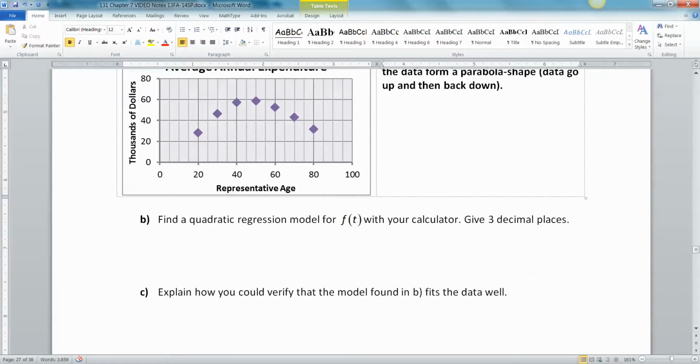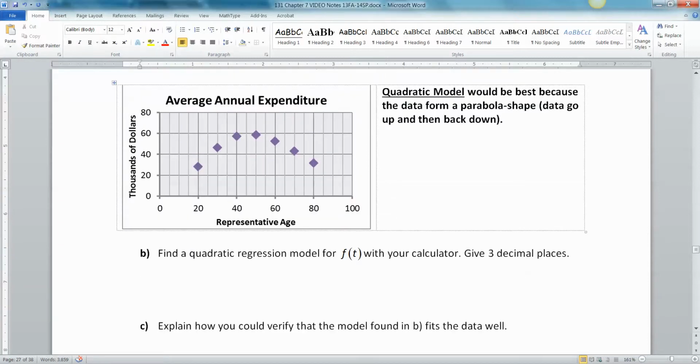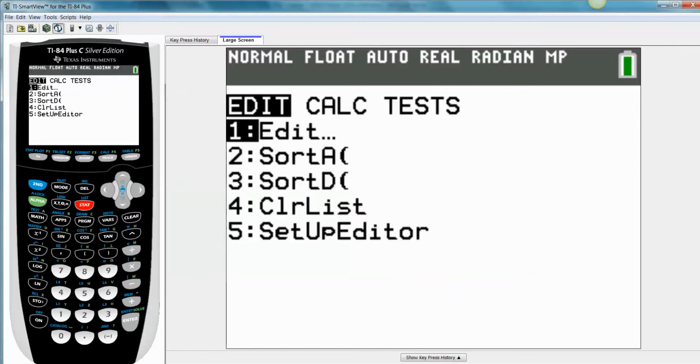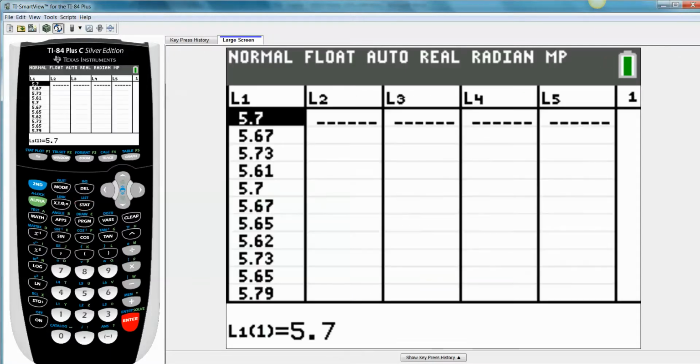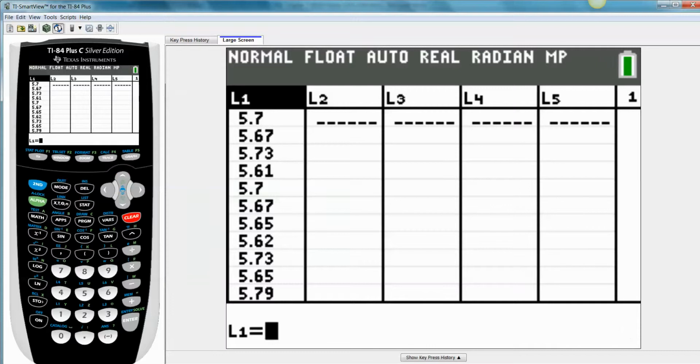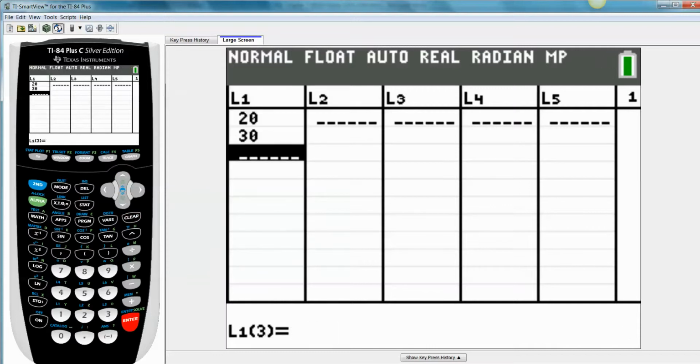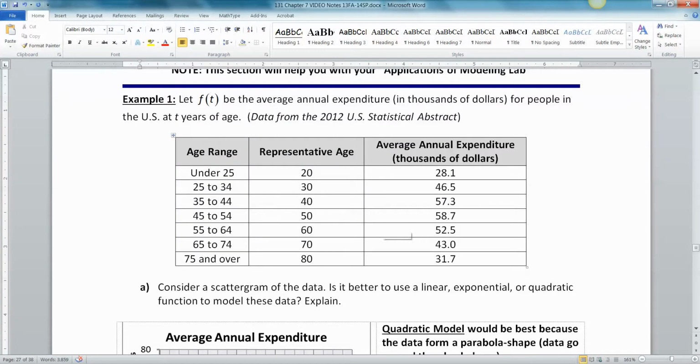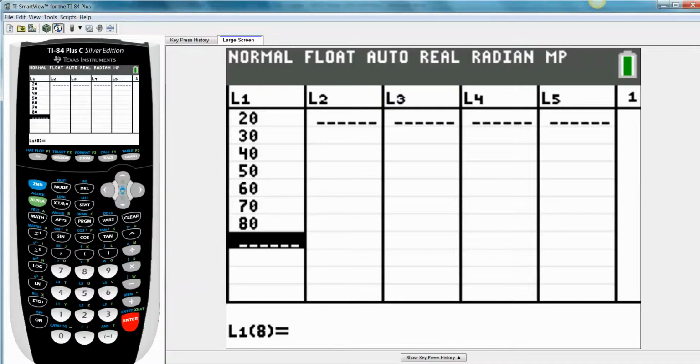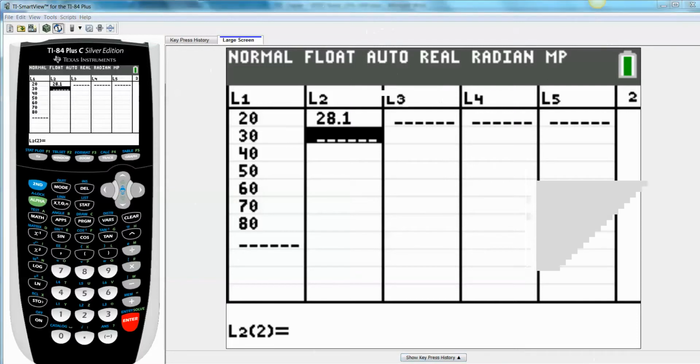All right, so now we're going to find a quadratic regression model for that with our calculator. So let me grab the calculator. I go to Stat, Edit. I'm going to clear out my old data. I'm going to type in my new, so 20, 30, up to 80. And there we go. And now I got to type in the next numbers. So 28.1. So go to the right, 28.1. And so on. All right, I'm going to pause you and I'm going to type in those numbers. All right, there they are.